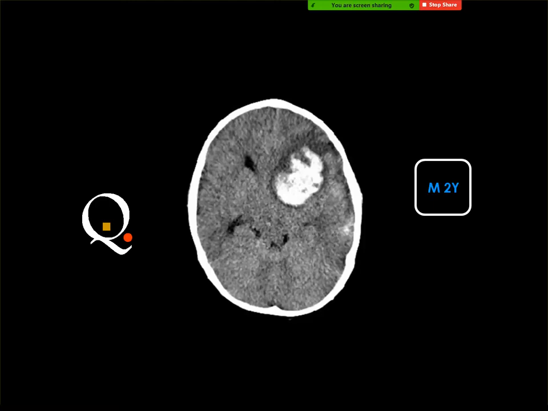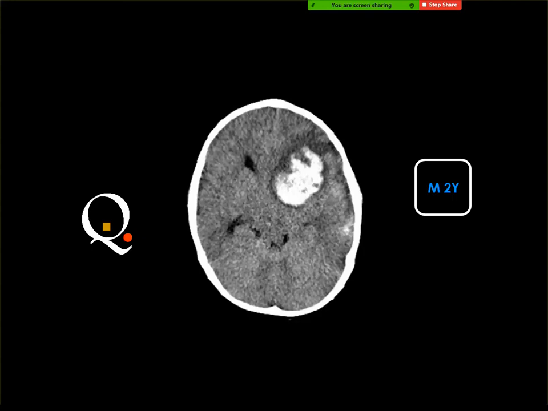Intracranial hemorrhage. Okay, intracerebral hemorrhage in a male patient, 2 years old. And this is important: whenever you see hemorrhage in the pediatric age group inside the brain parenchyma with no history of trauma, you should suspect one of three.